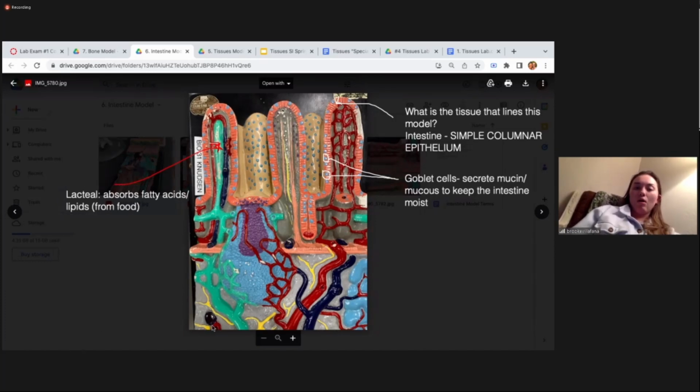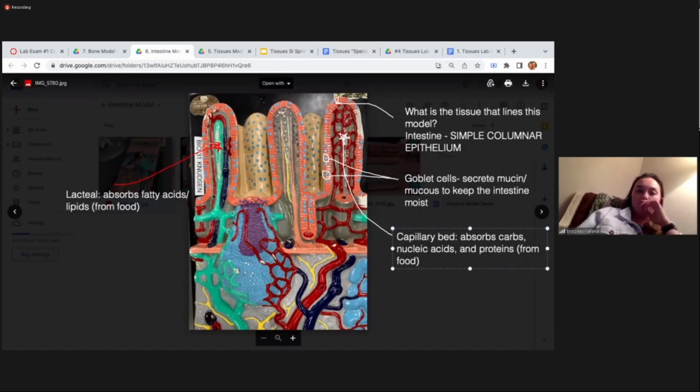What about our capillary bed? This over here, this kind of webbing of red vessels, is the capillary bed. And remember, we said that this absorbs carbs, nucleic acids, and proteins, again, from the food that you eat. And now I can label this real quick. This is a lymph node. So this would be a lymph node.